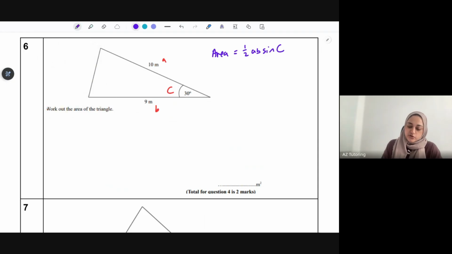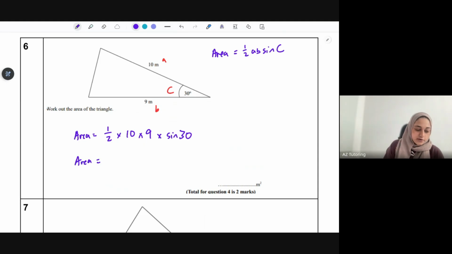Now just plug everything straight into the formula. So the area equals a half times A times B, which is 9, times sine C, which is sine 30. Again, that's another value you need to memorize, so they could potentially ask you this in a non-calculator paper. So the area, just putting that in the calculator, you end up getting 22.5. That's your answer for the area. So half AB sine C.